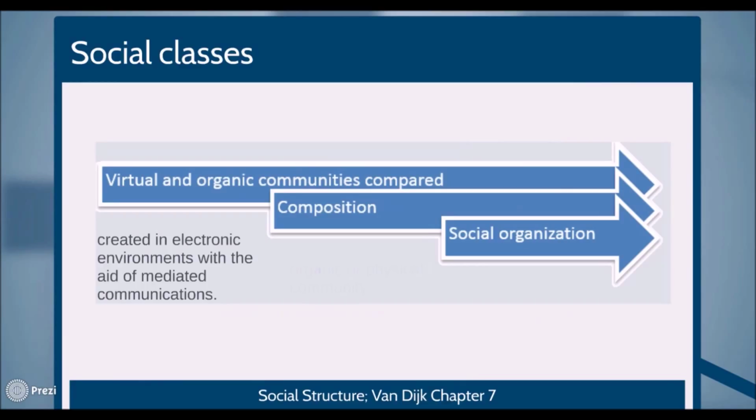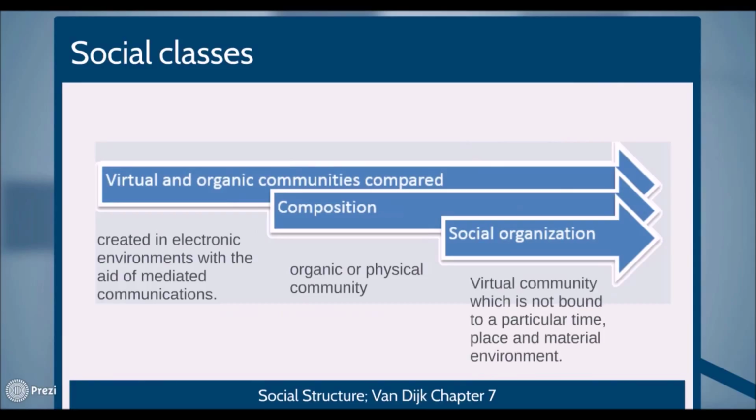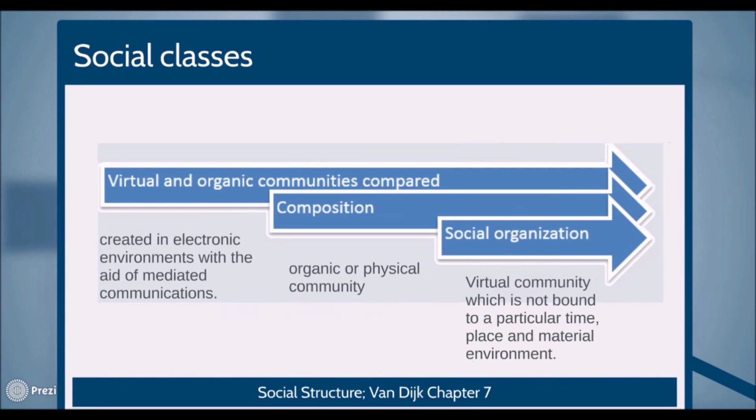For example, Facebook. The virtual communities make together a composition with the organic, physical community in neighborhoods, quarters, extended family, or workplace. For example, the Hajar group within Facebook. Social organization: a virtual community is not bound to a particular time, place, and material environment. Many think these fundamental coordinates of life are redundant in virtual communities.